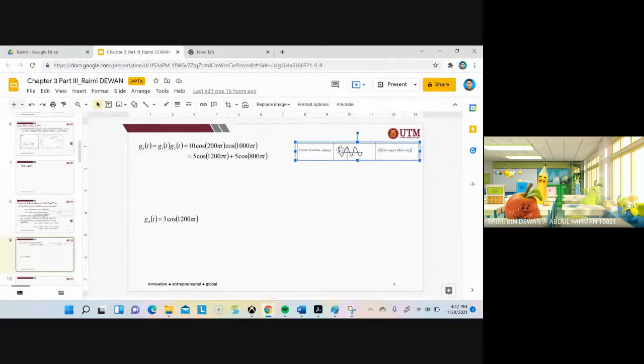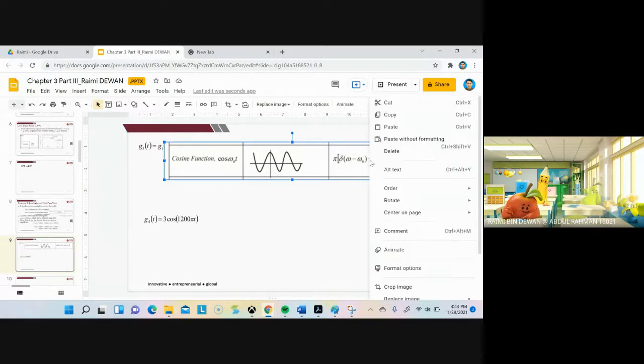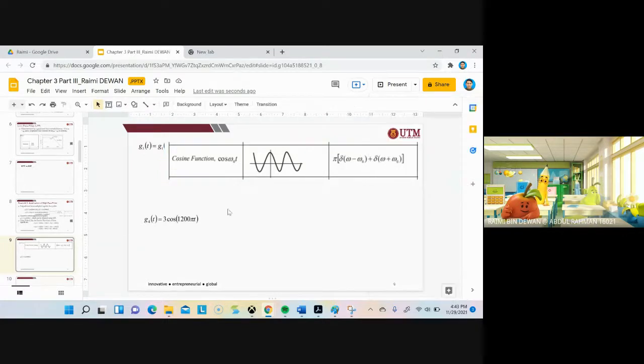If you look at your table, you will see the cosine function is cos omega naught t. To convert it to the frequency domain, you have pi times an impulse at omega minus omega naught plus an impulse at omega plus omega naught. I don't have space to put it there, but you can see the cosine function in the table: pi, impulse at omega minus omega naught, and omega plus omega naught.